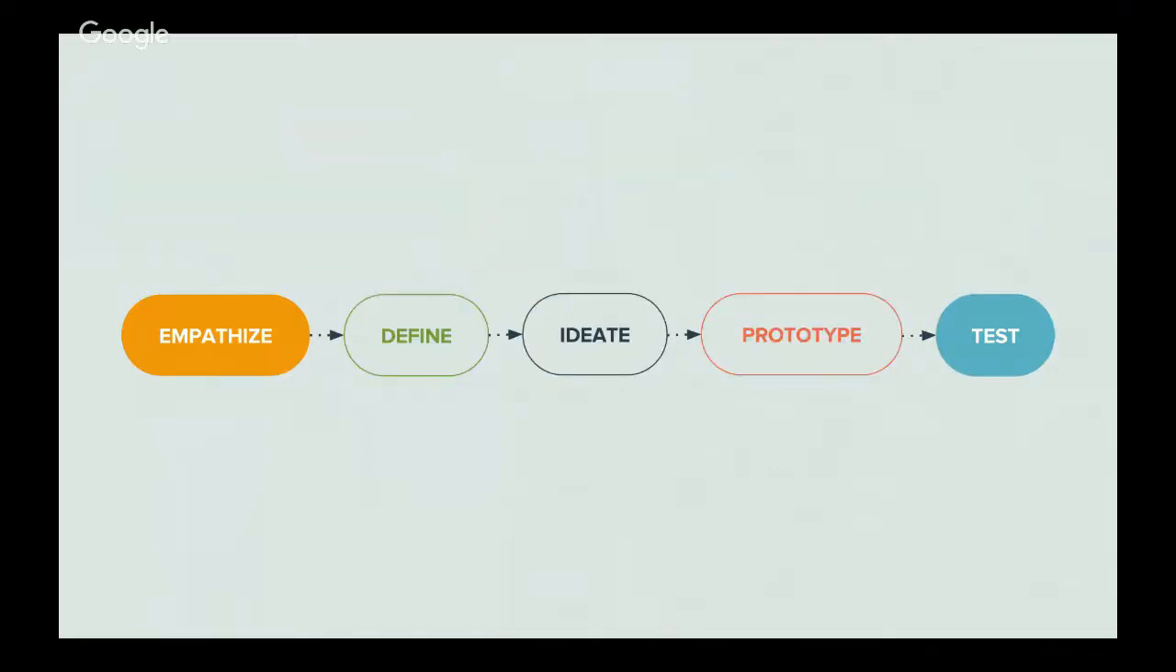In our presentation today, we'll be focusing on the empathize phase and the test phase. And we're doing this because these are the two phases where you're really going to interact with users the most and learn from them. So I'm going to hand it off to Shiba, who will kick us off.